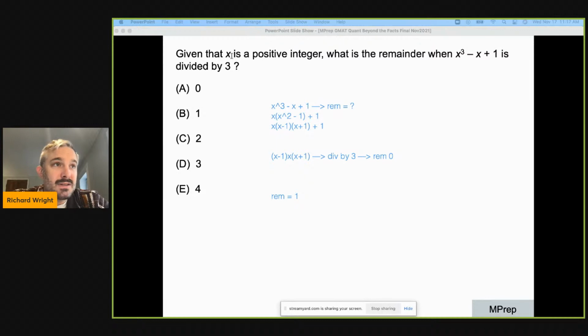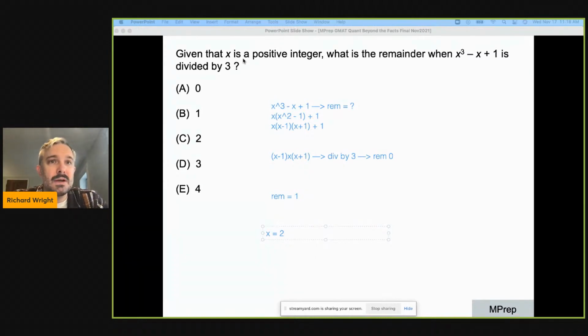So I'm just going to say that x is some number, any number. I'm going to say x is 2. Because the remainder when x is 2 has to be the same as the remainder when x is 11, and when x is 10,000, and when x is any other positive integer. Because if that weren't the case, the problem wouldn't make any sense. The problem only makes sense when every single positive integer x generates the same answer. So let's just plug in a number and see what the answer is.